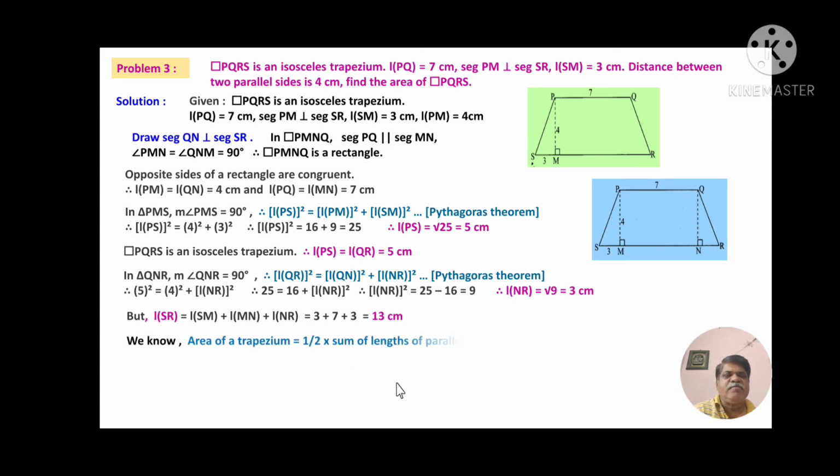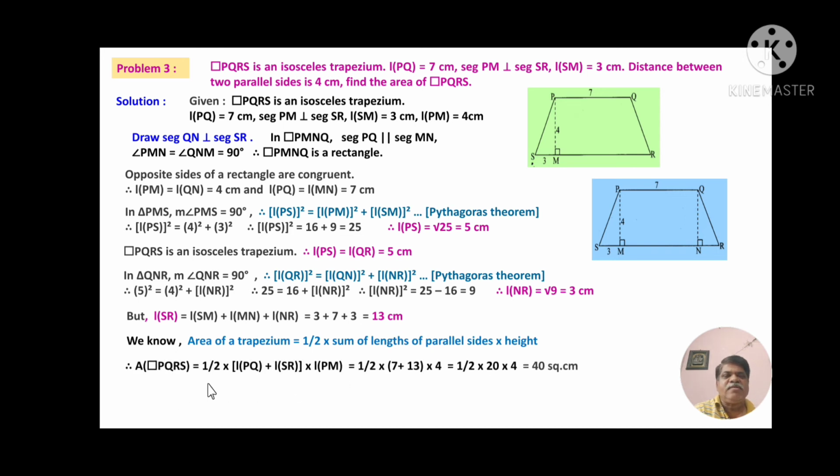We know area of this trapezium is equal to half into sum of parallel sides into height. Put the values. So, area of this quadrilateral PQRS is equal to half into PQ plus SR into PM. Half into 7 plus 13 into 4. So, half into 20 into 4, that will be 40 square centimeter. In words, the area of the quadrilateral PQRS is 40 square centimeter. A little bit you have to use the Pythagoras theorem in this problem. So, prepare this properly.